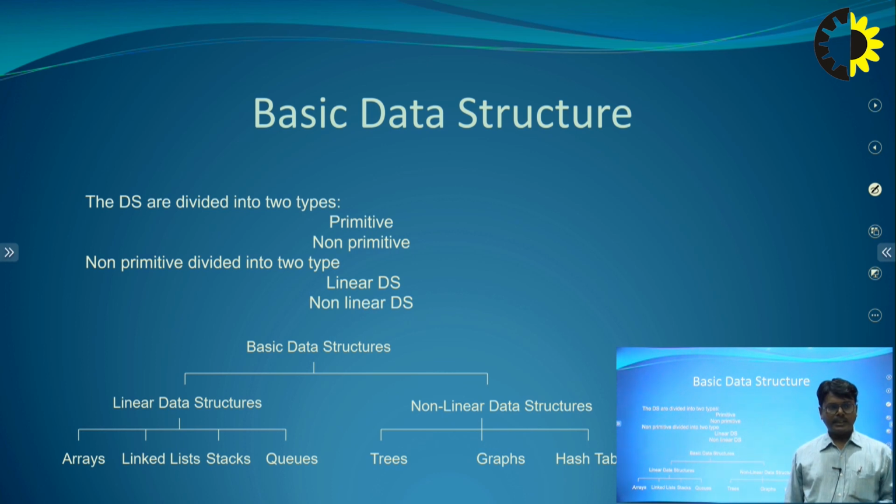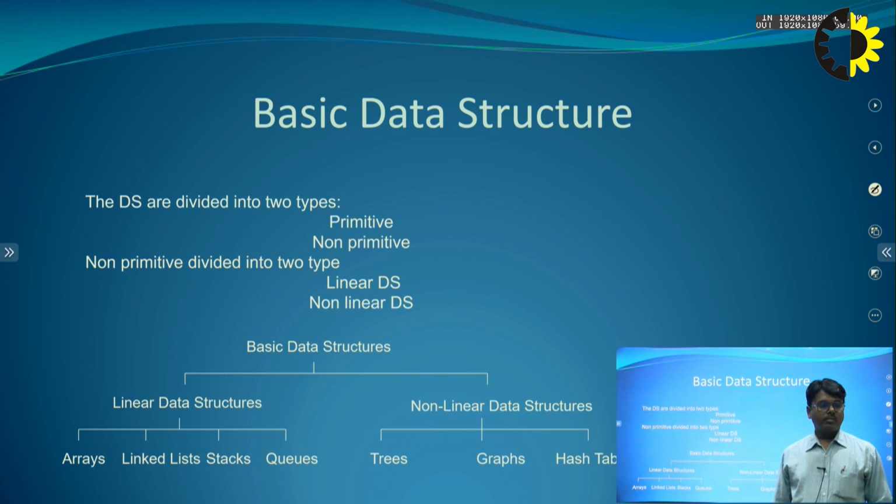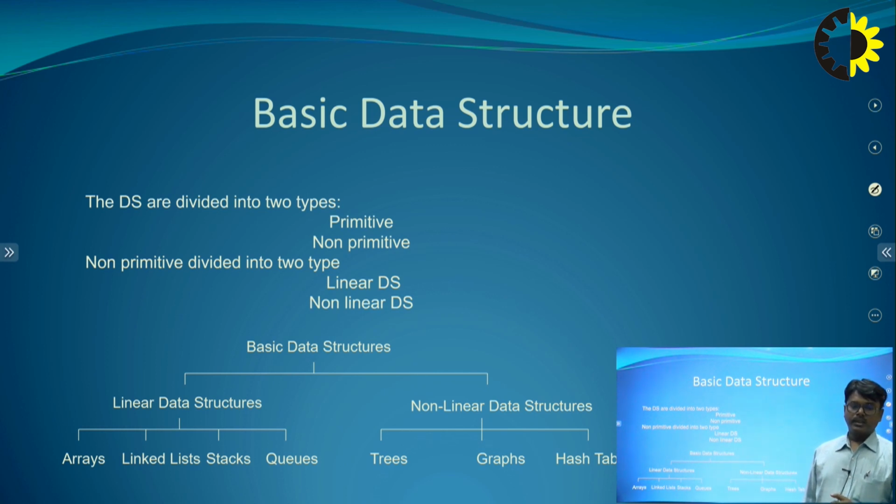Now the non-primitive data type is further categorized into two, that is linear data structure and non-linear data structure. When we talk about the linear data structure, the data structures we have to study in this subject are arrays, linked list, stacks, queues. All these are the data structures you have to follow. Again, the non-linear data structure consists of trees, graphs, and hash tables.